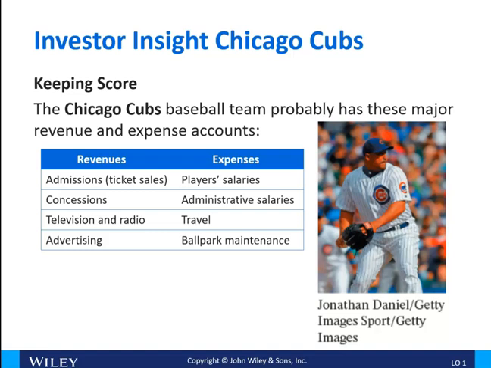Let's look at the Chicago Cubs. Didn't quite work out in 2025 as well as we'd like in the playoffs, but it's a baseball team. They typically have these major revenue and expense accounts. They'll have revenues for admissions, the ticket sales. They'll have revenues for concessions, television and radio, advertising. The expenses that they have are player salaries, administrative salaries, travel, and ballpark maintenance. So that's just an example of some of the accounts that the Cubs as a sports team might have.